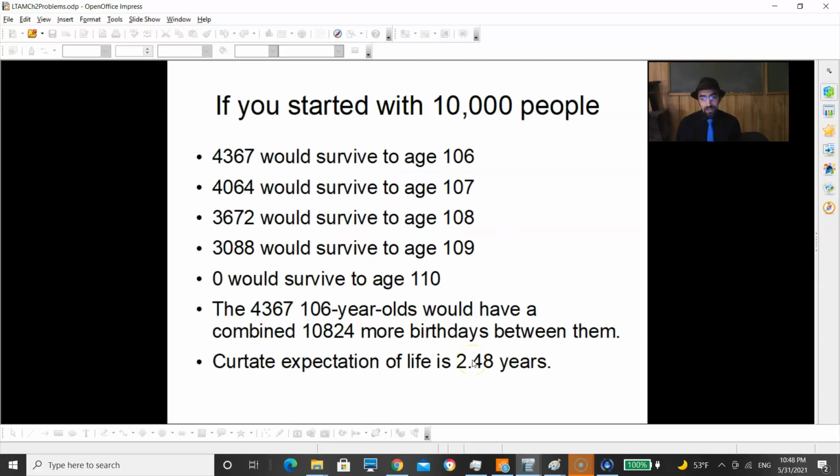What this means is that it's impossible to live past 110, and if you crunch your numbers into your survival function, suppose you pick a radix of 10,000. Let's assume that we started with 10,000 people. Doing the algebra on this, according to this model, 4,367 would survive to age 106, 4,064 would survive to age 107, 3,672 would survive to age 108, and 3,088 would survive to age 109.